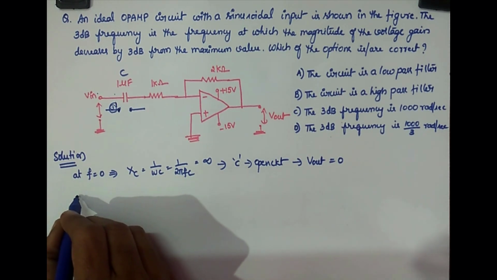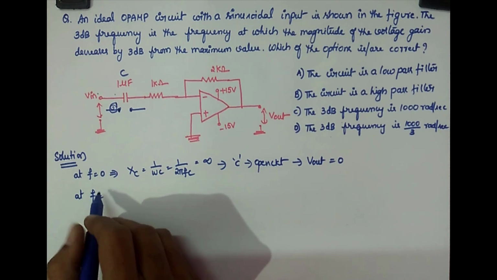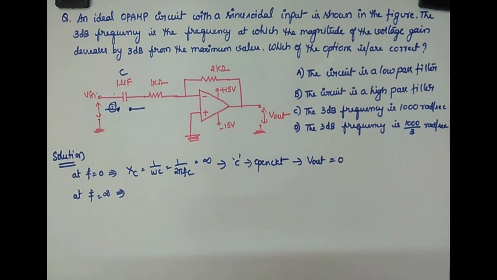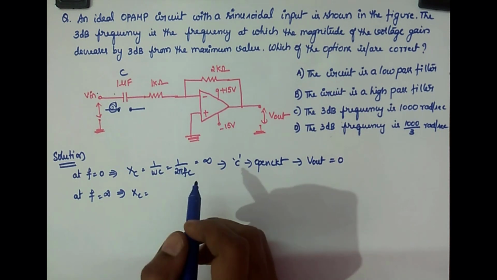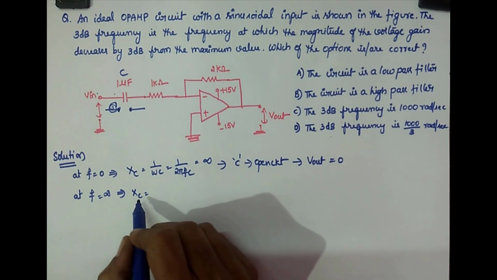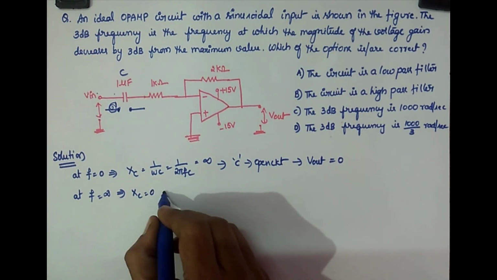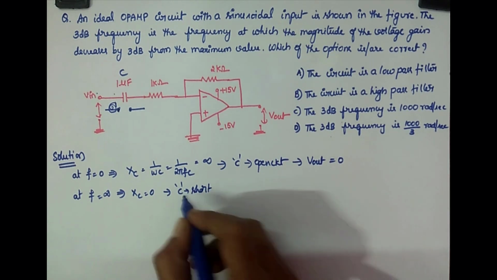So now at f equal to infinite. Because it is an ideal op-amp, you can check for ideal cases only. What will happen to Xc? Depending on this formula, if you keep infinite in the denominator, it becomes 0. This means the capacitor acts as a short circuit.